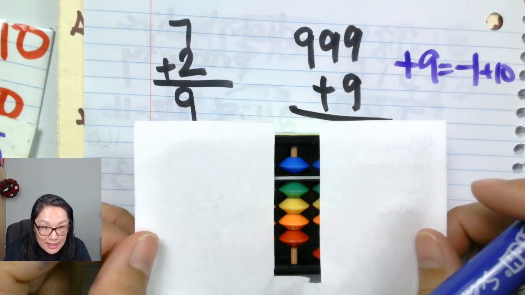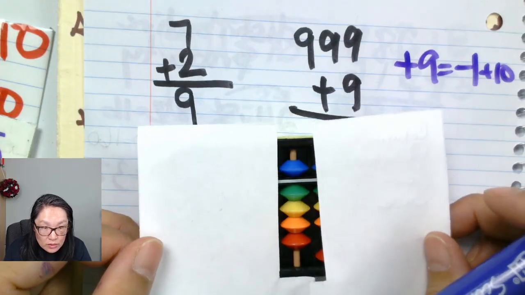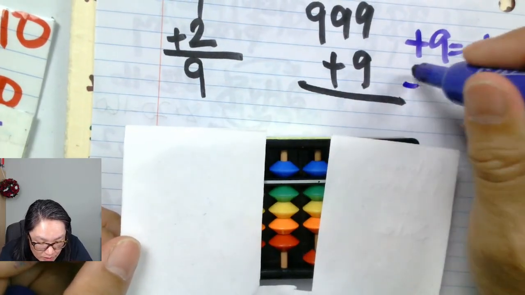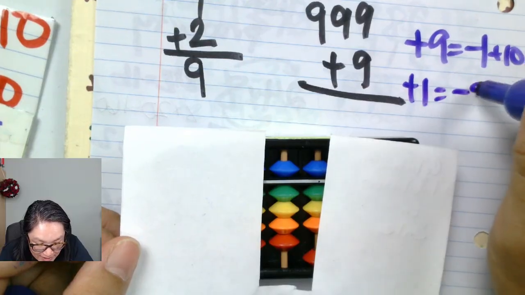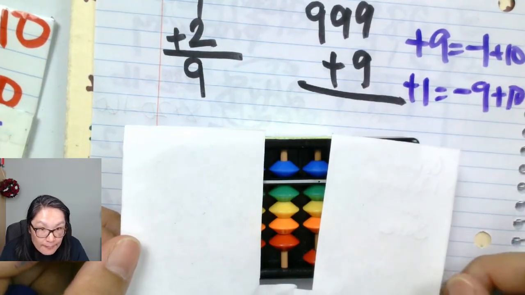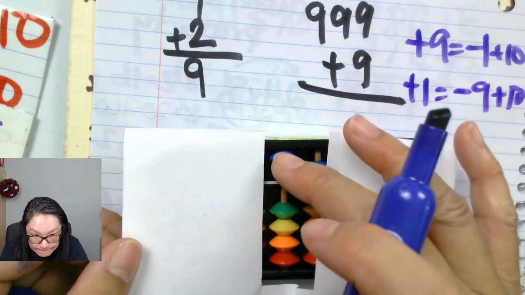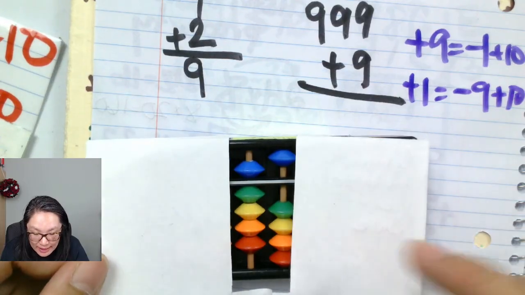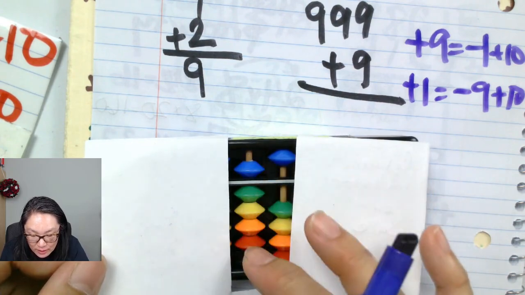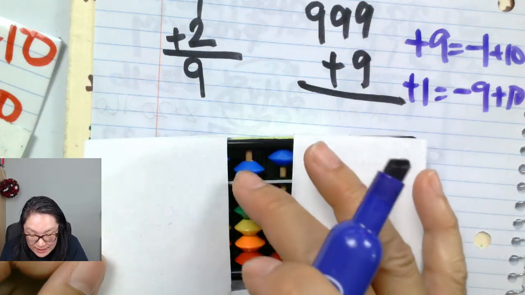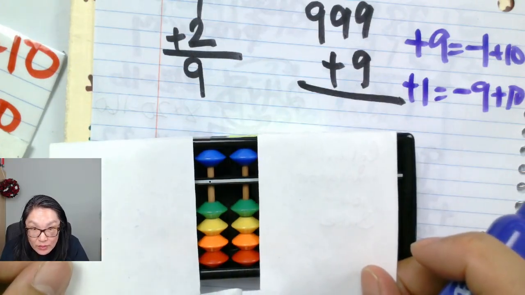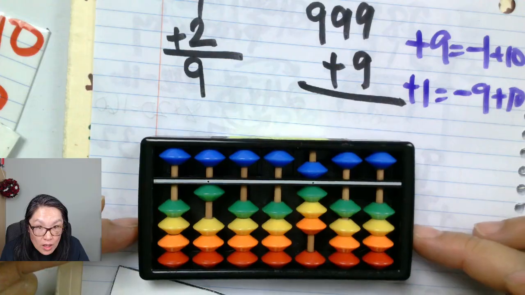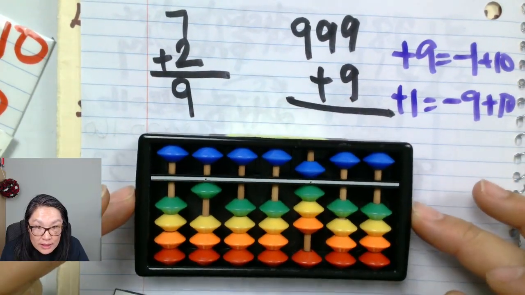I cannot plus the 10. What do I do? If I cannot plus the 10, what do I do? Plus 1 is equal to minus the 9 plus the 10. So I'm going to minus the 9, and I'm going to plus the 10. I can't do it. I cannot add the 1. How do I do it? So I do it again. Minus the 9 plus the 1. Can I do it? Yeah, I could do it. So my final answer is 1008.